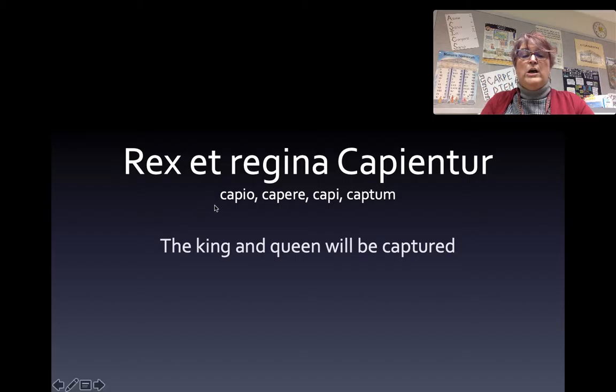Again, as long as I understand that this I and E make a connecting vowel only in the imperfect tense, then I can recognize that cap is my base, I is the connecting vowel, and entur is the future passive ending.